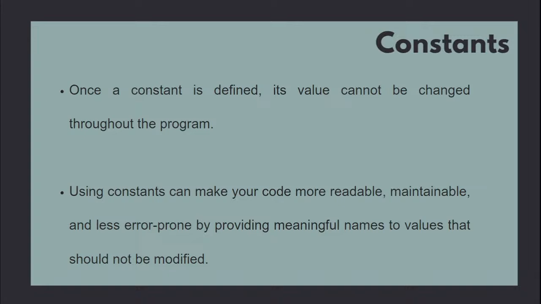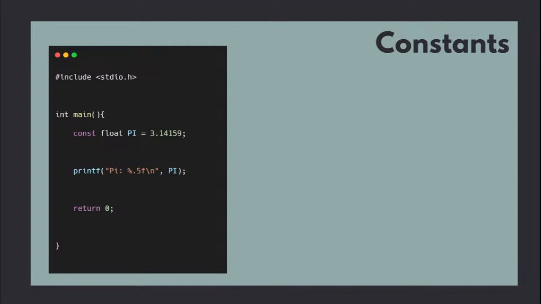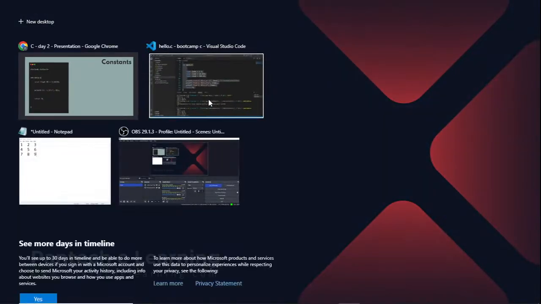So using constants can make your code more reliable, readable, maintainable, and less error prone by providing meaningful names to values that should not be modified. For example, you guys know the pi value is 3.14. Can anyone change the pi value? It's not good, right? For example, I'll write this code.